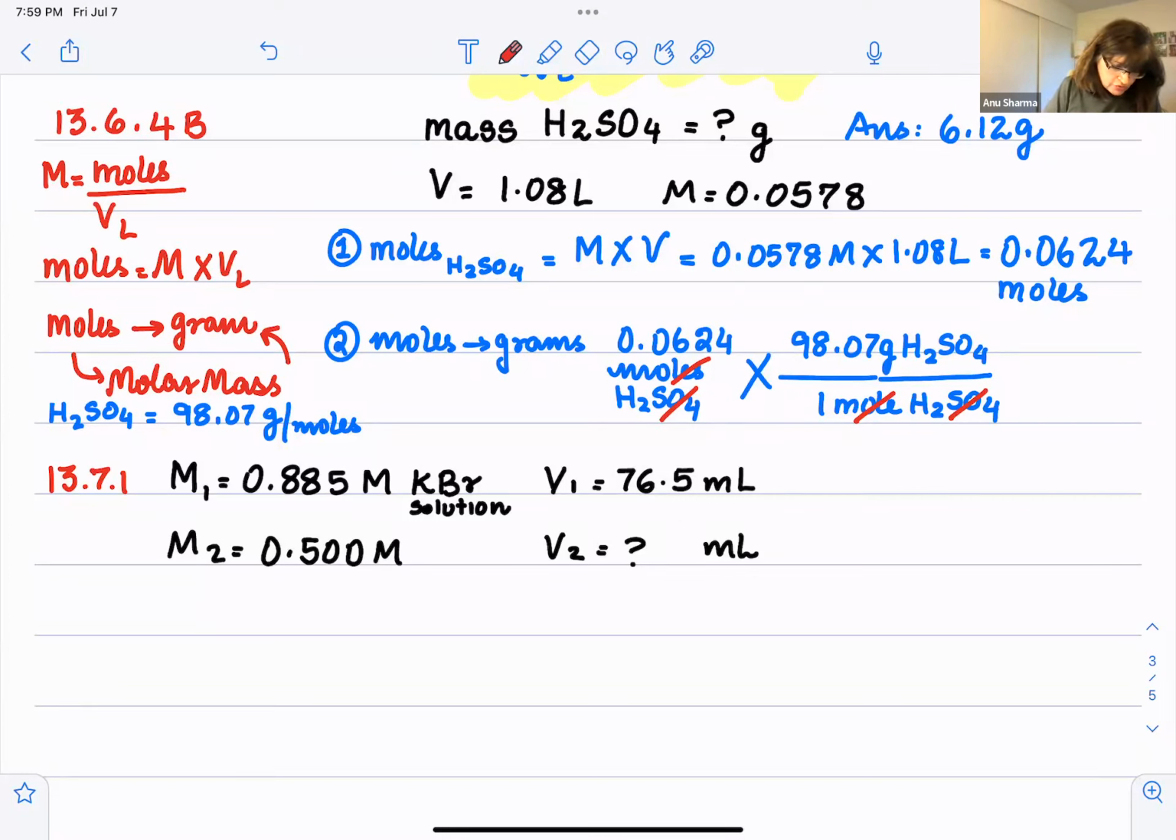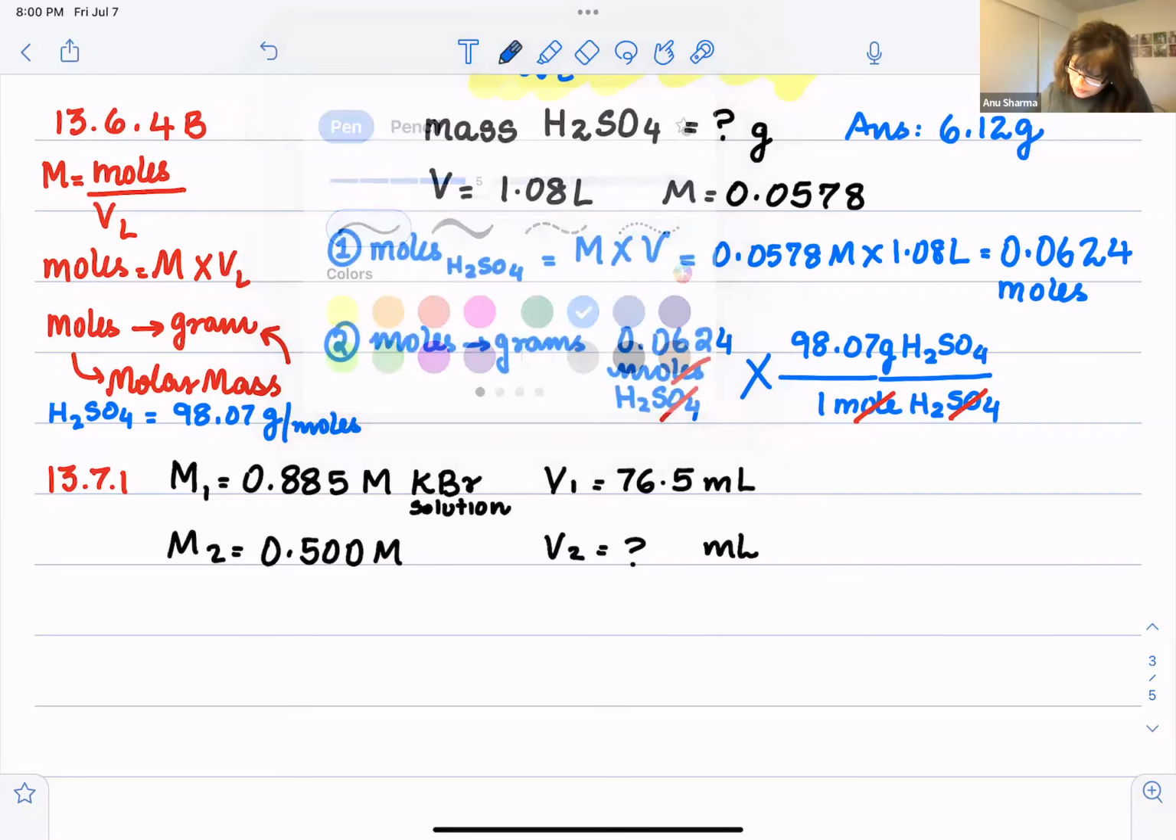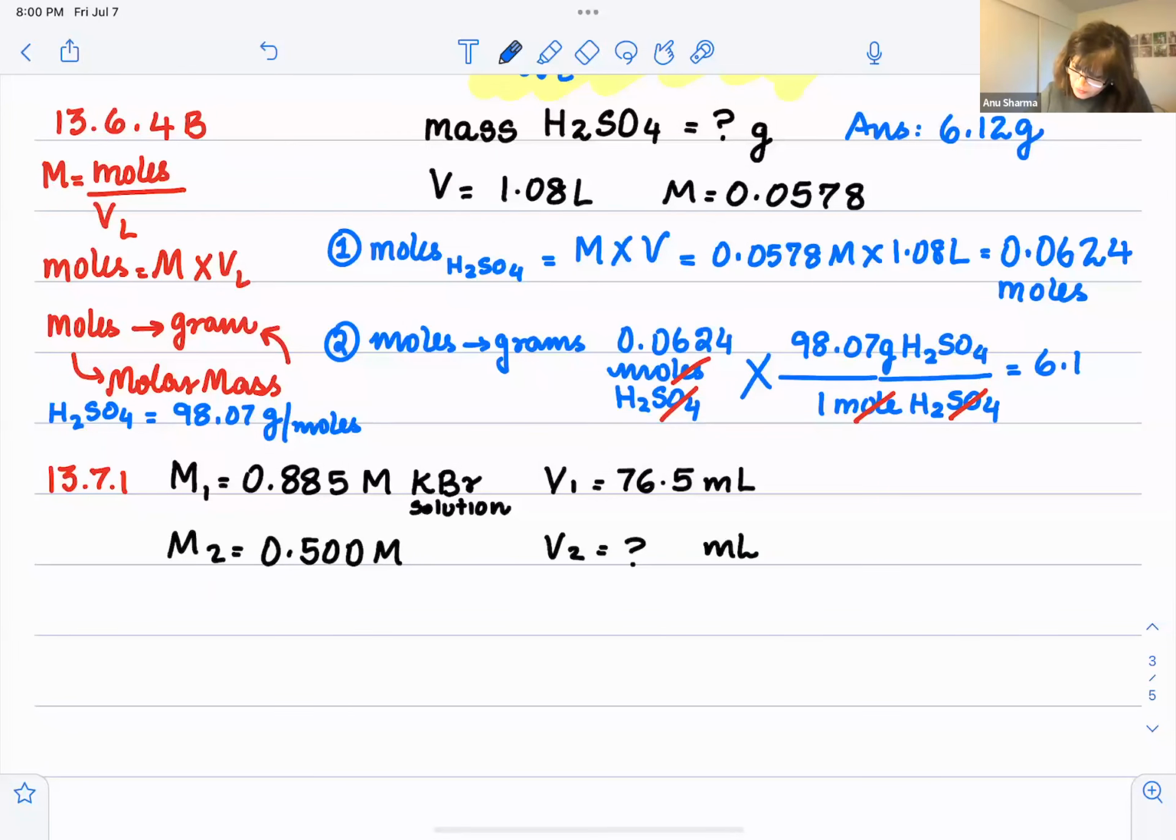So let's get this: 0.0624 times 98.07 gives you 6.119, so this becomes 6.12 grams of H2SO4, and that is the answer. Okay, so just highlight this, and this is how you will do it.